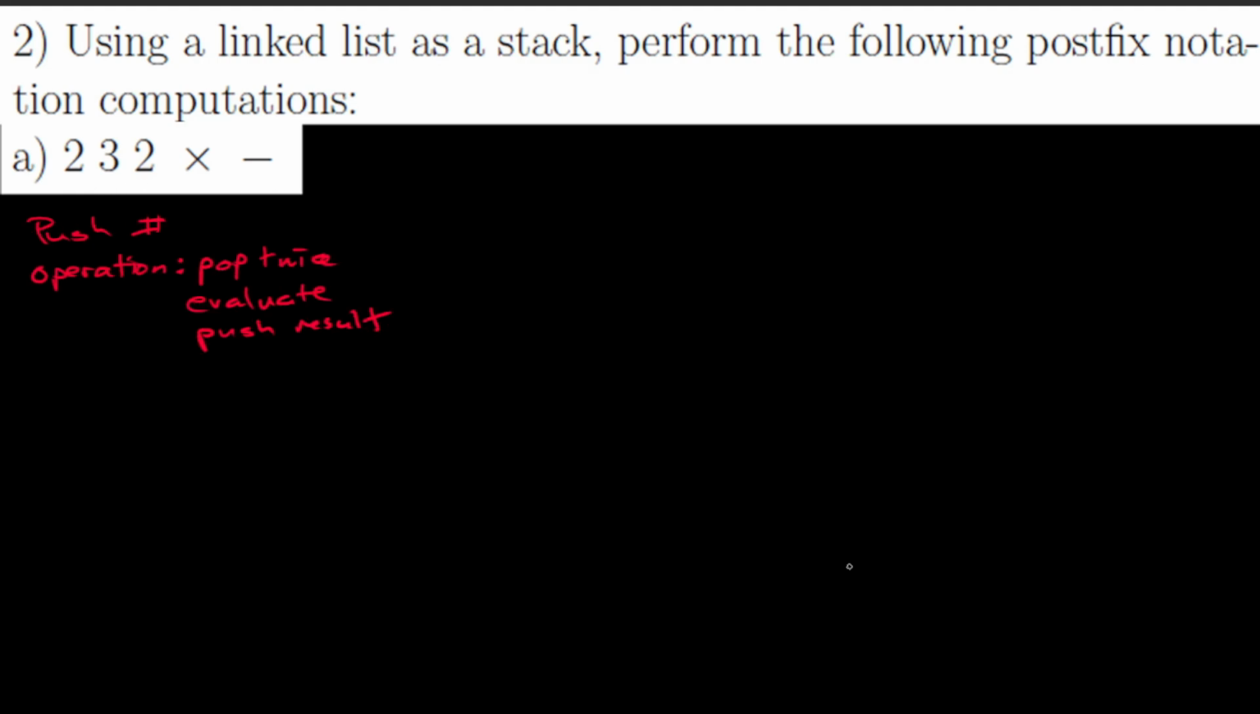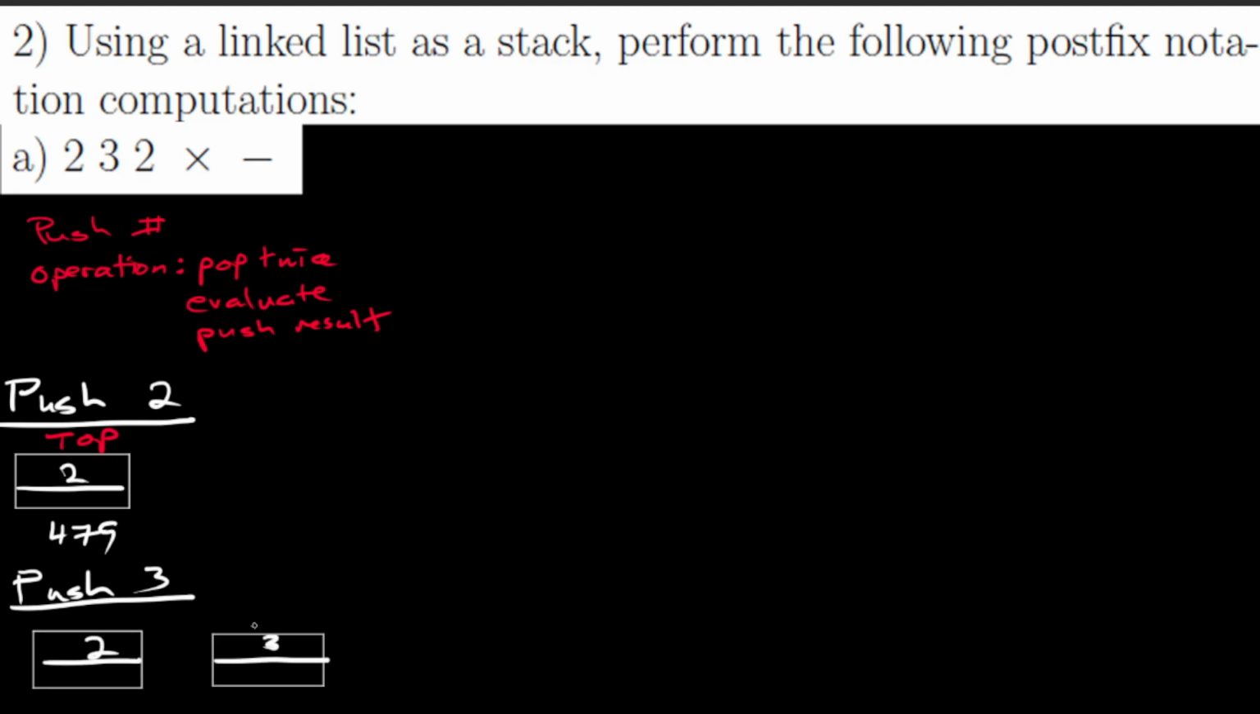So our first step is we're going to be pushing a 2 onto the stack. All right, that's our first input. And this is the top of the stack, just like what we did before. Now we add a 3, so we push 3 on. And in order to connect them, we need 3 to have a pointer to memory address 479, and now the 3 is our new top.